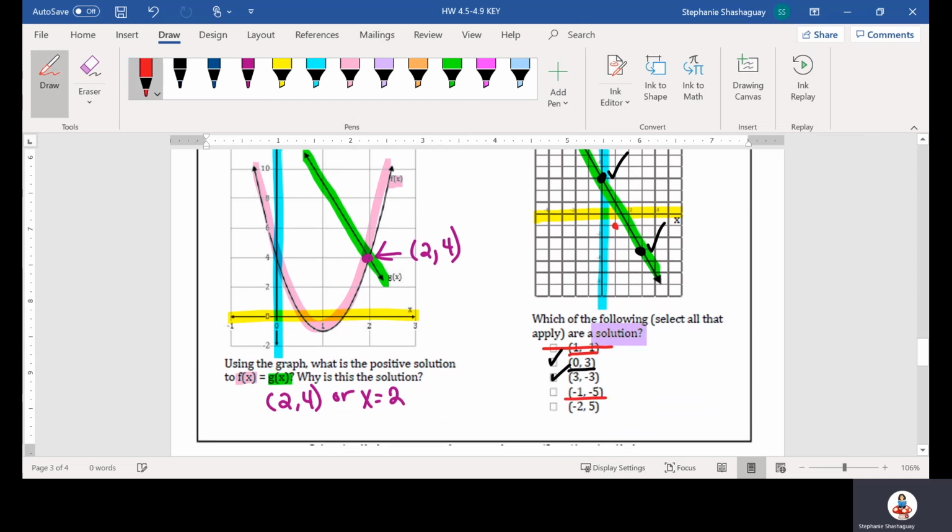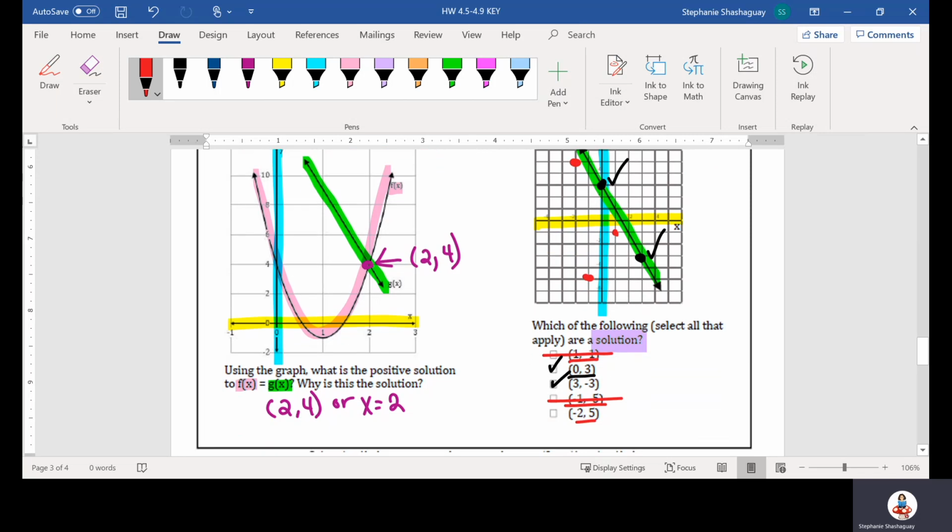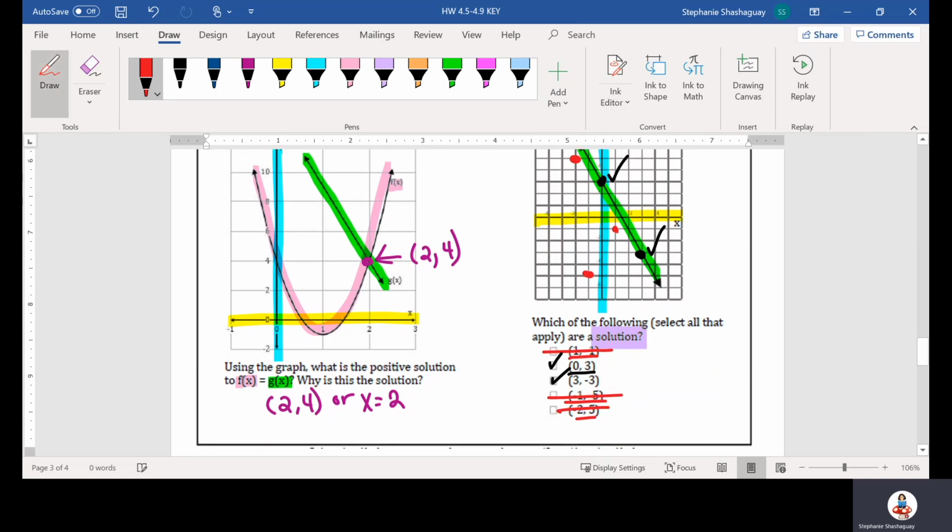Then I have -1 and -5. So -1, -5. That is not a solution. That does not fall on that linear function. Then I have -2, +5. I'm going to have to scroll up. And +5. 1, 2, 3, 4, 5. That also does not fall on that linear function, so it is not a solution. All right, that's it for EOC review number 7.